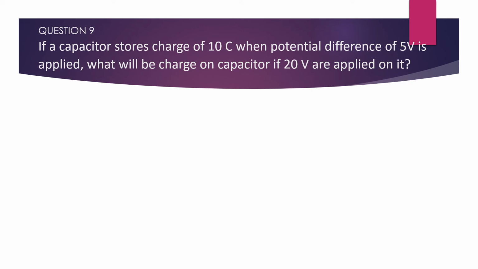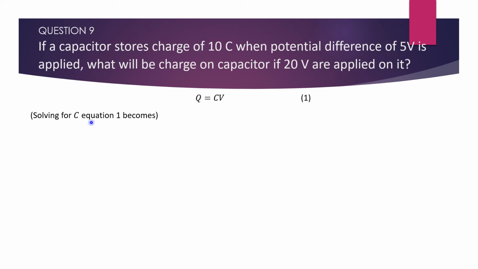Question 9. If a capacitor stores charge of 10 coulomb when potential difference of 5 volt is applied, what will be the charge on the capacitor if 20 volt are applied on it? Now, to solve this question, if you can recall chapter 3, variations of mathematics, class 10. The equation given here is Q is equal to CV, where Q is the charge, C is the constant of proportionality, capacitance of the capacitor, and V is the voltage applied.